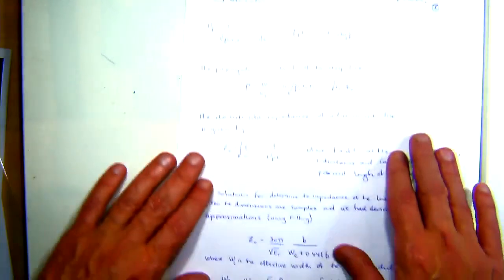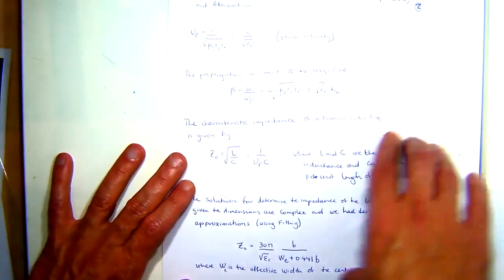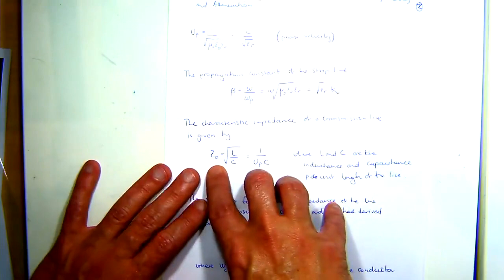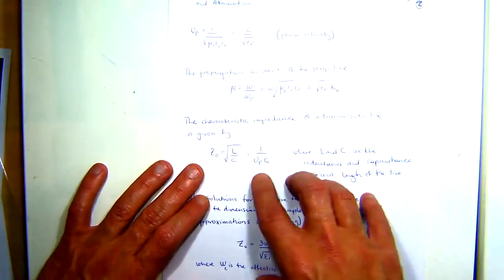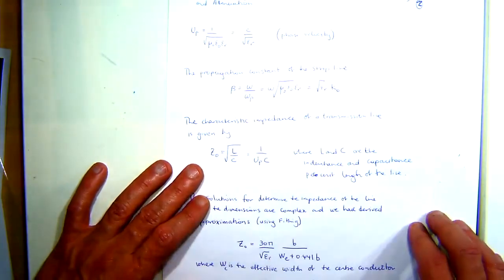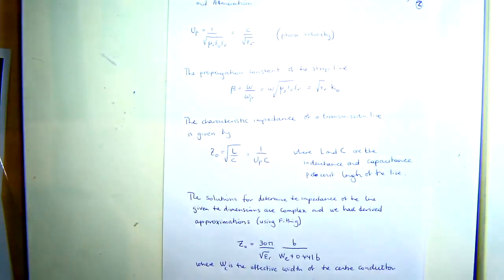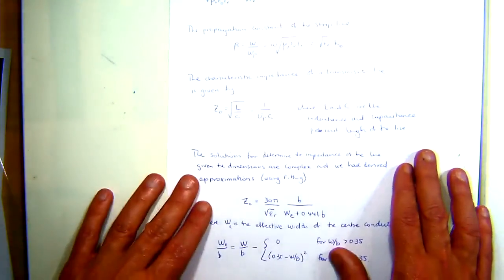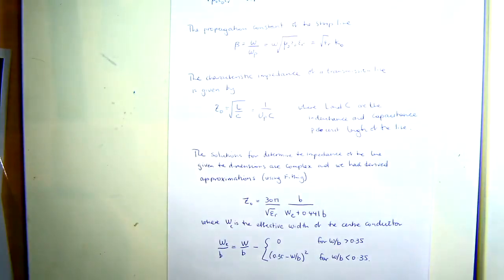And likewise, you've got the characteristic impedance of a transmission line. We know that the characteristic impedance for a lossless transmission line is the square root of the inductance on the capacitance. Now, usually, to calculate the characteristic impedance of these lines, it's really, really tough, right?